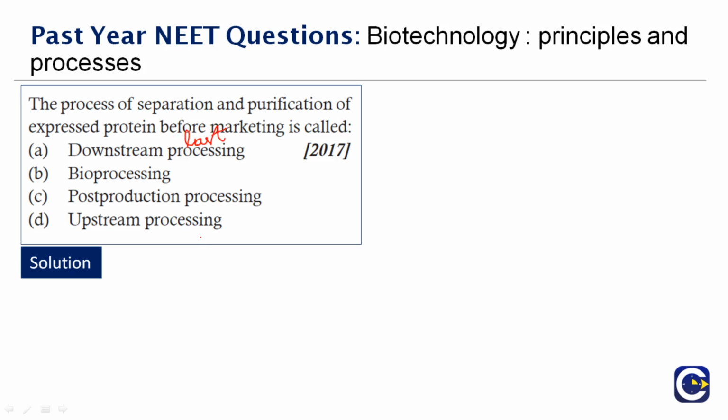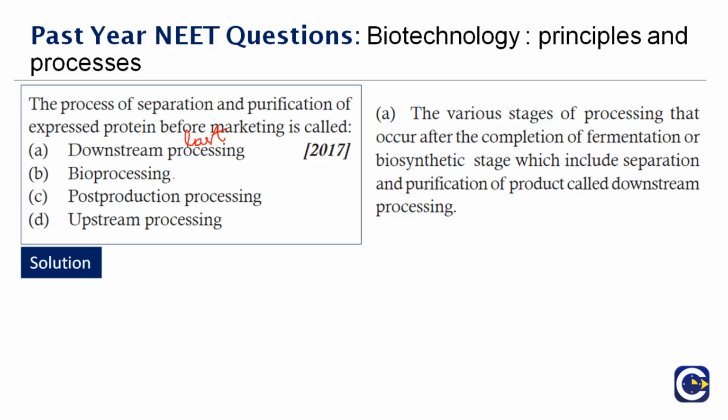So upstream is the beginning step. Obviously this cannot be the answer. The overall process is simply called bioprocessing. Again, this is not the answer. Post-production processing is after the completion of the process. Therefore, the correct answer to this question is downstream processing. Here, the various stages of processing that occur after the completion of the fermentation or synthetic stage include separation and purification of the product, which is called downstream processing. Therefore, the correct answer is option A.